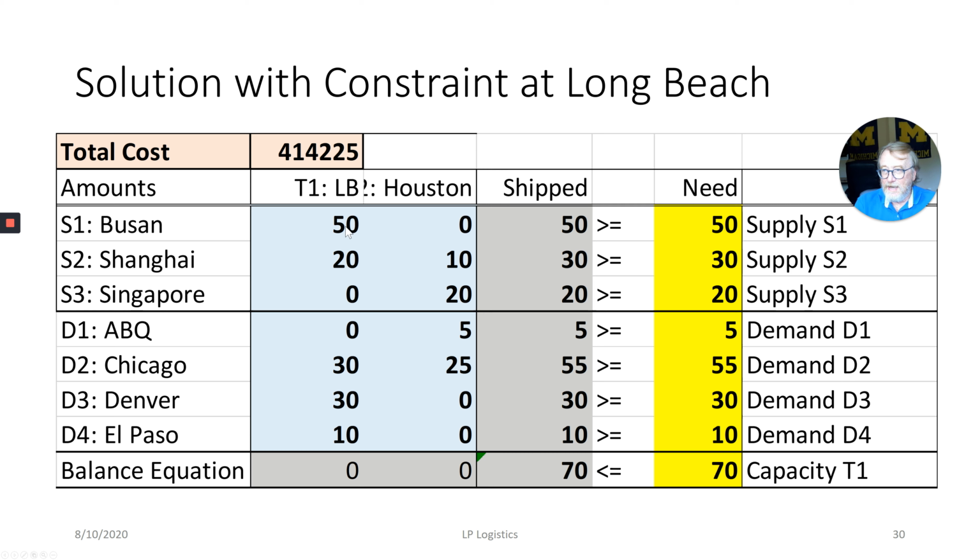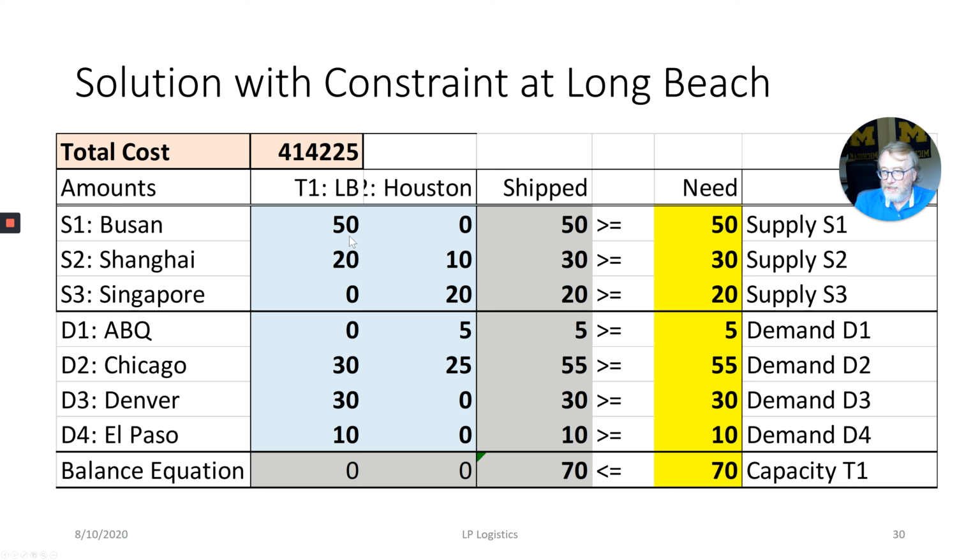Well, now all 50 of South Korea still goes to Long Beach, but Shanghai gets split up, right? Only 20 goes to Long Beach and 10 goes to Houston. Okay, that's 30. And so these 10 had to go across the Pacific and the Panama Canal up to Houston, where Singapore is still shipping 20 through the Indian Ocean up to the Suez Canal, out the Mediterranean, across the Atlantic to get to Houston.